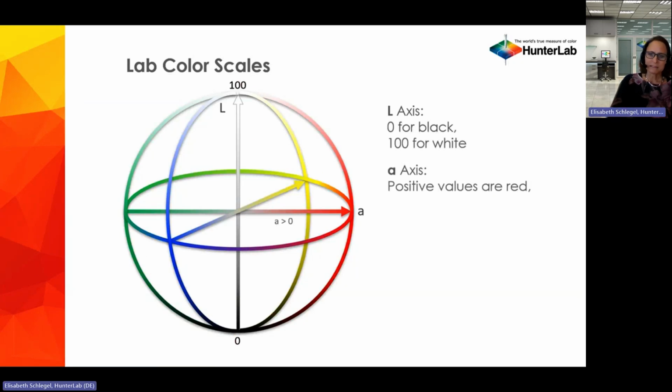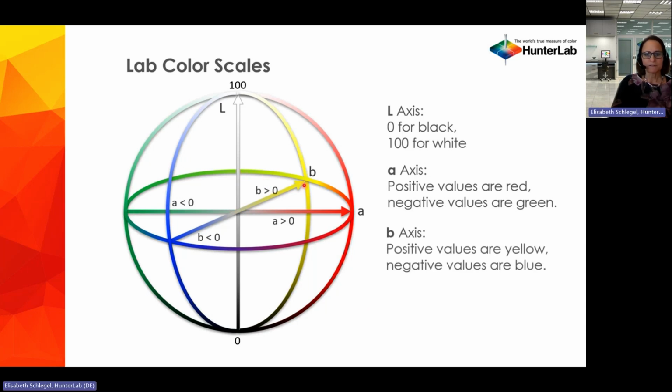Then we have the A axis, and that is defined in the way that the positive values will be red and the negative values are green. And the B axis in the way that the positive values are yellow and the negative values are blue. And you can see in the middle at 0, it's gray. And just to give an example here, the origin is 50 because I'm between 0 and 100 here for L, and A is 0 and B is 0. That is a medium gray.